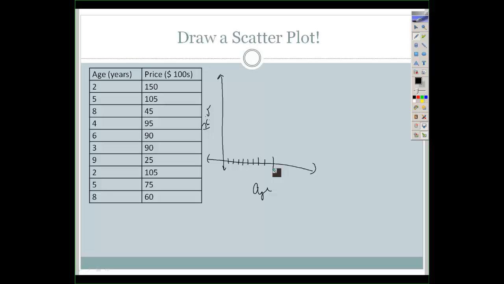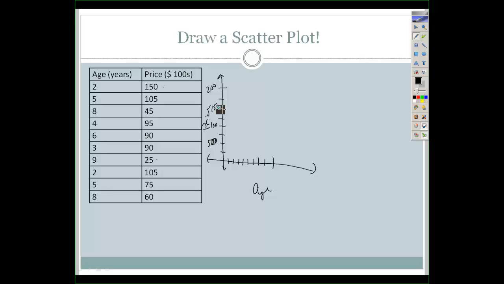There's my 9 years, and then the price goes from, it looks like my lowest is 25 all the way up to 150. So I'm just going to go ahead and count by 25s. 25, 50, 75, 100, 125, 150, 175, 200. So 200 at the top. Each one represents 25, oh, that should be just 50, 100, 150, okay, and so on.